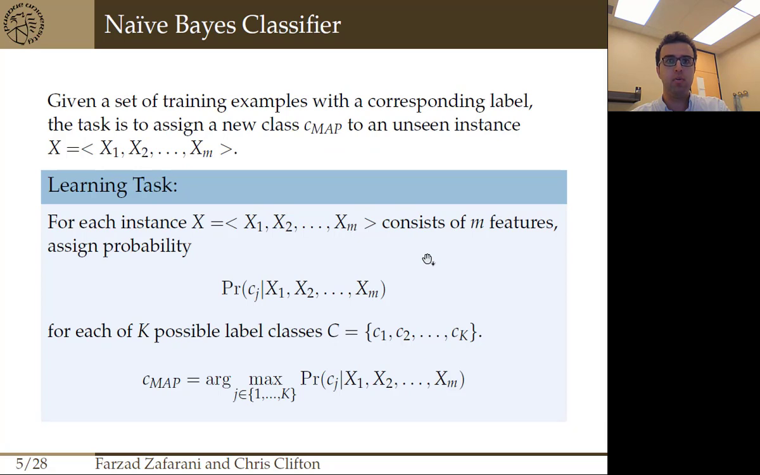So let's just go over the definition of the naive Bayes classifier. Given a training set of examples with corresponding labels, the task is to assign a new class C_MAP to an unseen instance X. So the learning task would be that for each instance X consisting of m features, we assign a conditional probability P(Cj | X) for each of the k possible classes. And C_MAP is assigned to be the class with the maximum conditional probability P(Cj | X) over all j.